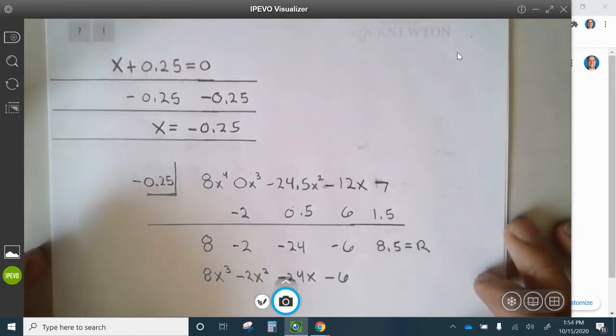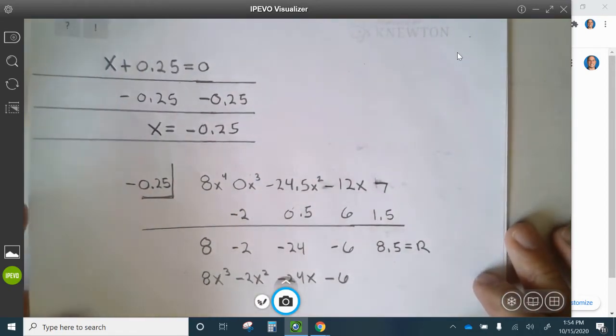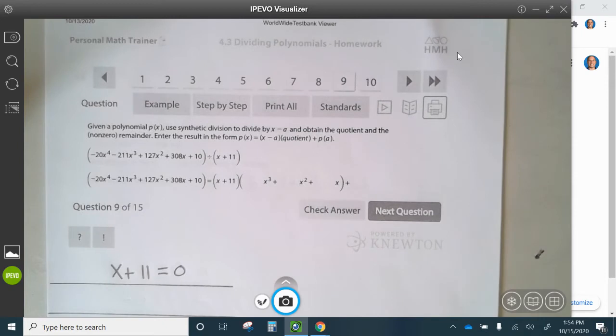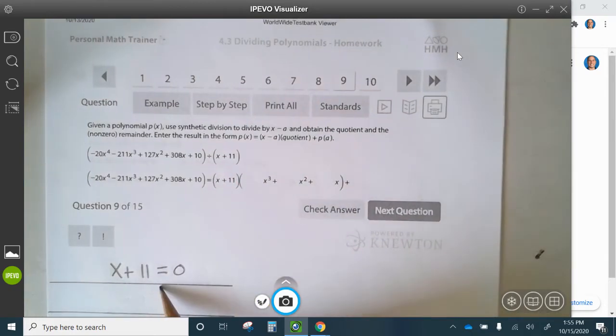So going to finish up question number 8. All right, let's take a look at question number 9. Given a polynomial p of x, use synthetic division to divide x minus a and obtain the quotient and the non-zero remainder. Enter the result in the form of p of x equals x minus a quotient plus p of a. Okay, so first thing you do is set x plus 11 equal to 0.